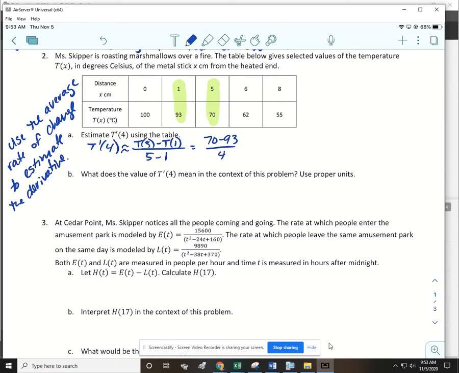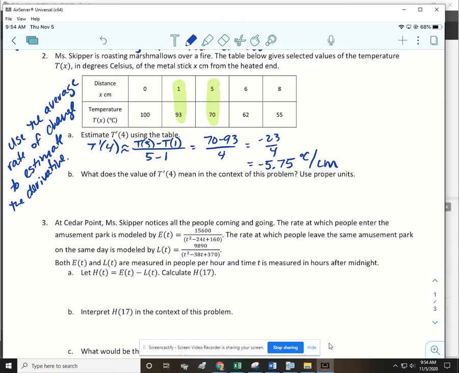All right, so we end up with negative 23 over 4, or using the calculator, it's negative 5.75. It doesn't tell us to, but we're going to go ahead and use the units. So this is how fast the temperature is changing. So the change in temperature over the change in time. Oh no, change in distance. Sorry, distance is in centimeters.